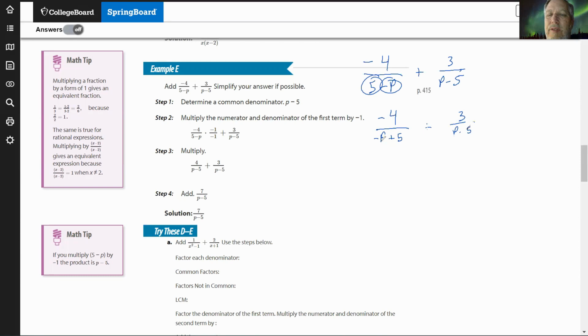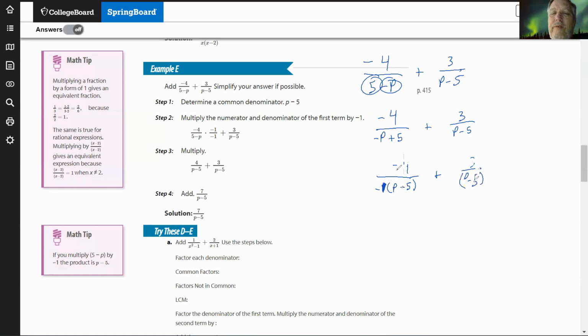And then I want to go ahead and factor out a negative 1 on this denominator down here. This is all part of the factoring we've done before. So I'm going to factor out a negative 1. So it's going to be negative 1 times p minus 5 over negative 4. Sorry, I was wrong on that. That's negative 4 over negative 1 times p minus 5, and that's 3 over p minus 5. And I'm going to put it in parentheses so it looks the same.